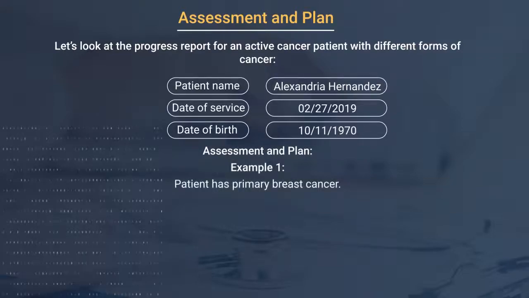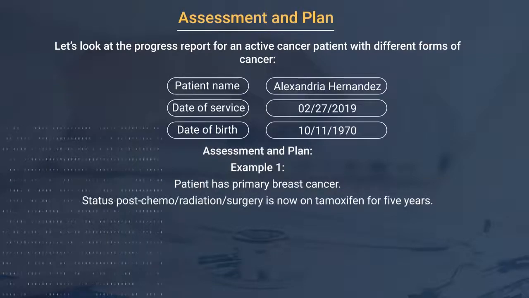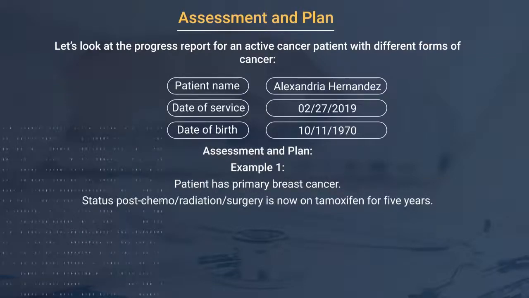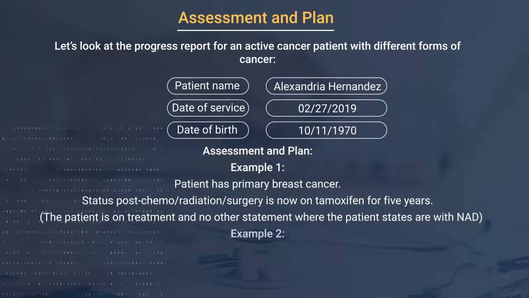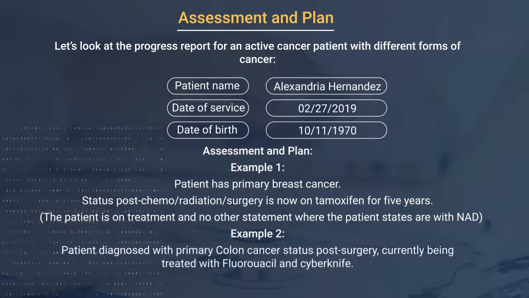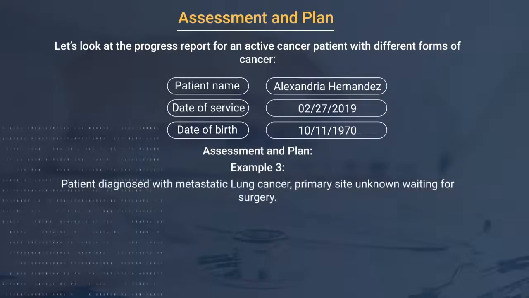Patient has primary breast cancer. Status post-chemo/radiation/surgery is now on tamoxifen for 5 years. The patient is on treatment and no other statement where the patient states are with NAD. Example 2. Patient diagnosed with primary colon cancer status post-surgery, currently being treated with fluorouracil and CyberKnife. Example 3. Patient diagnosed with metastatic lung cancer, primary site unknown waiting for surgery.